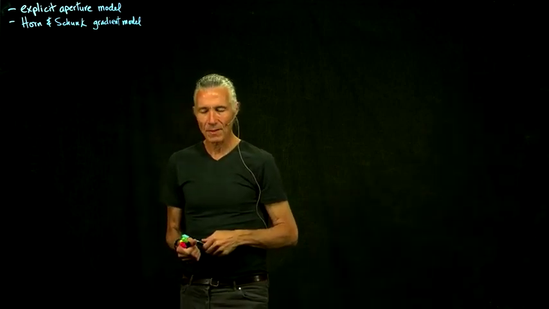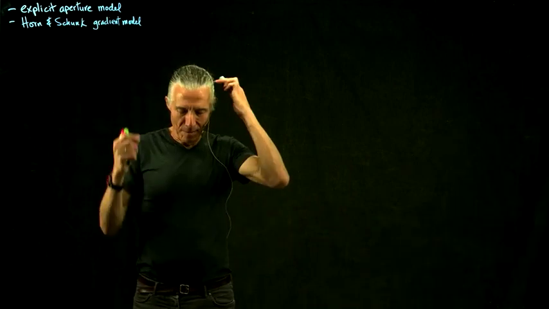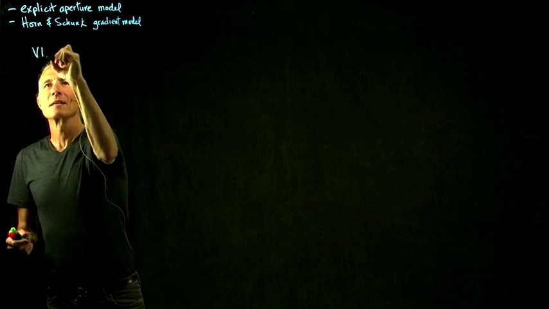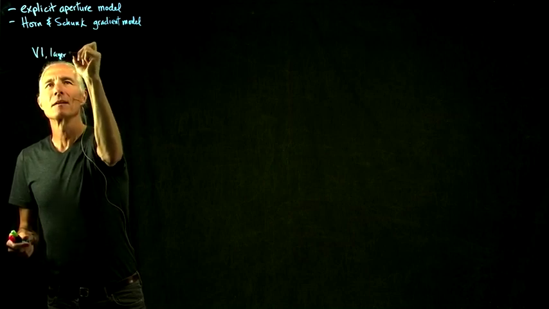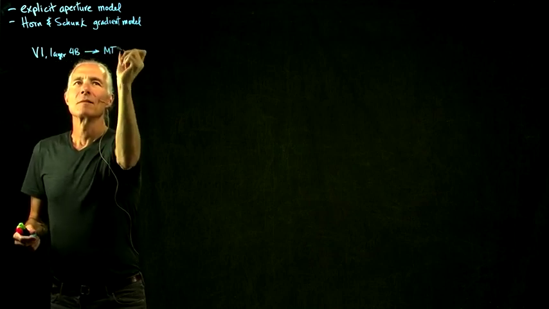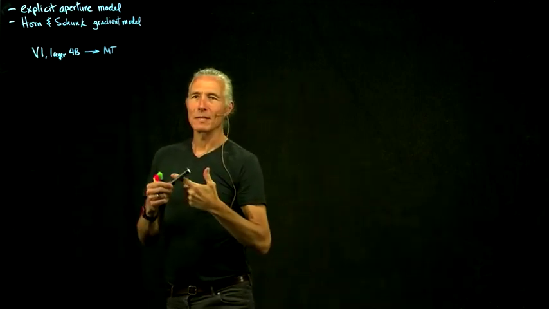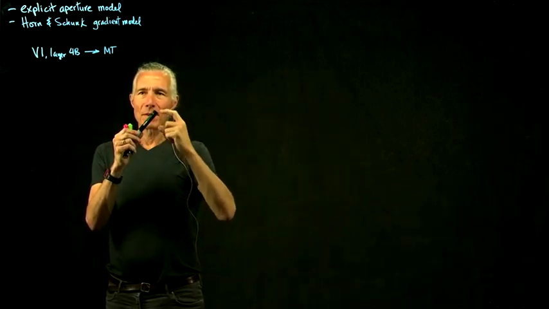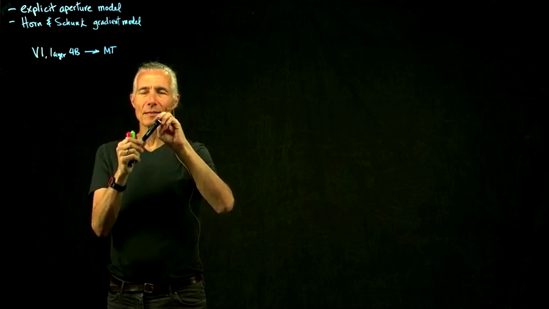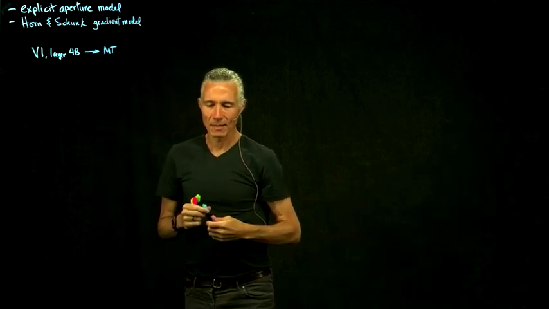So, starting off with a more explicit model. What are we modeling? We're modeling V1 layer 4B to MT. MT is where some of the neurons actually can solve the aperture problem, the problem that when you just look at a small piece of a contour, you can't pick up the slip, and so you have an ambiguity about what the actual direction is.